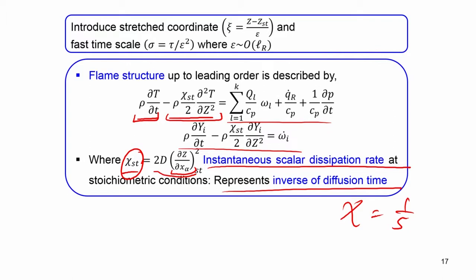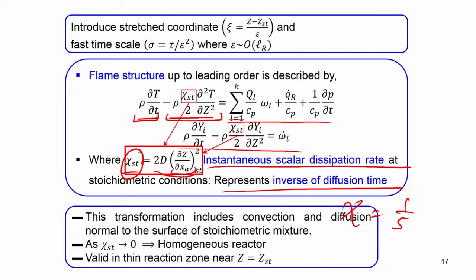So, this is another refinement of the flamelet assumption, but we can follow those other steps as has been shown before. This transformation essentially includes the convection and diffusion normal to the surface of the stoichiometric mixture, and as chi_st goes to 0, that is as the mixture fraction gradients disappear, it approaches a homogeneous reactor. It is valid in the thin reaction zone near Z equal to Z stoichiometric. Of course, when you go far away from this, those assumptions of the reactive scalar varying only normal to the iso-surface of Z will not be valid anymore.